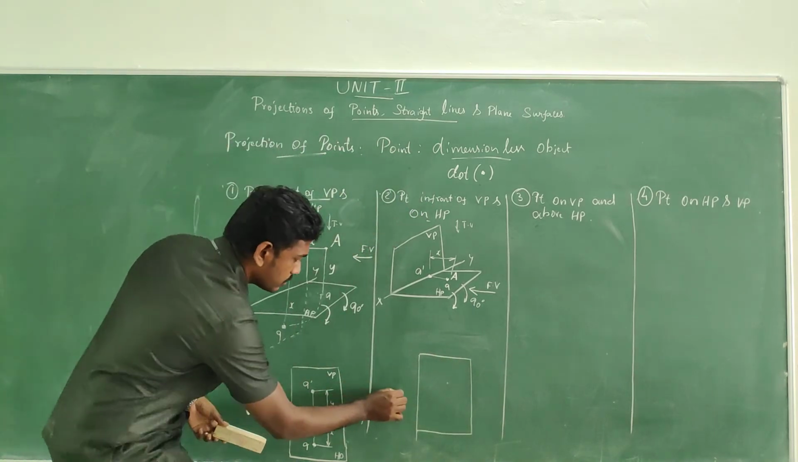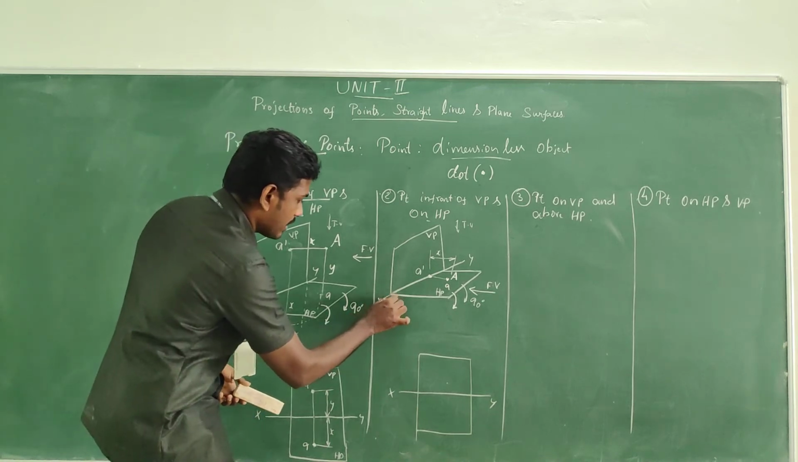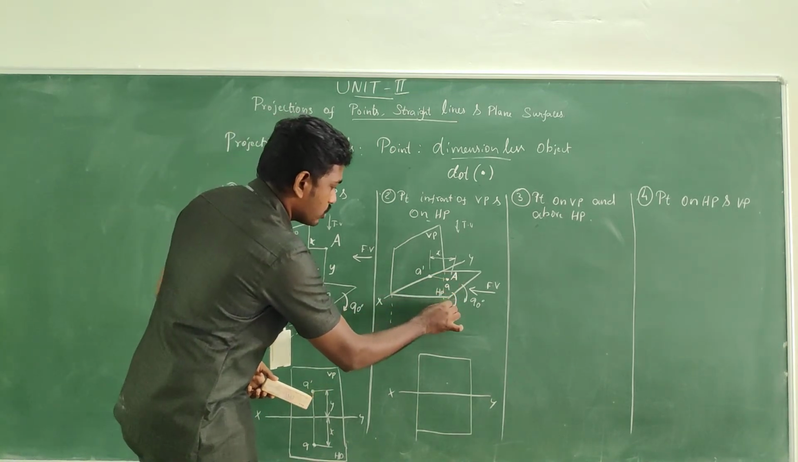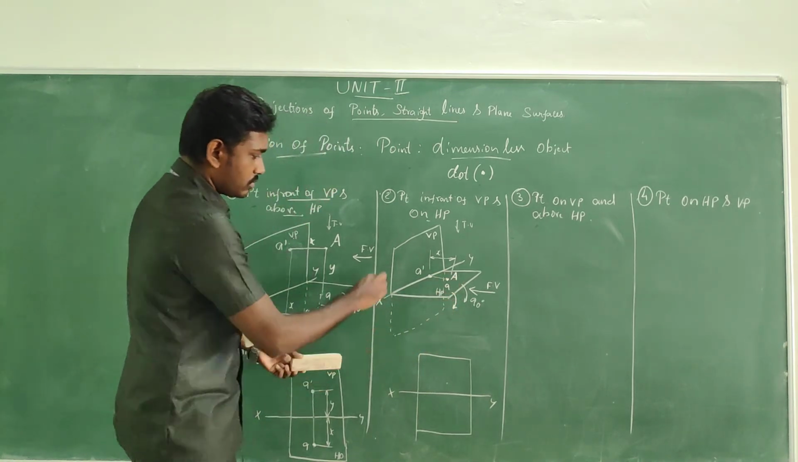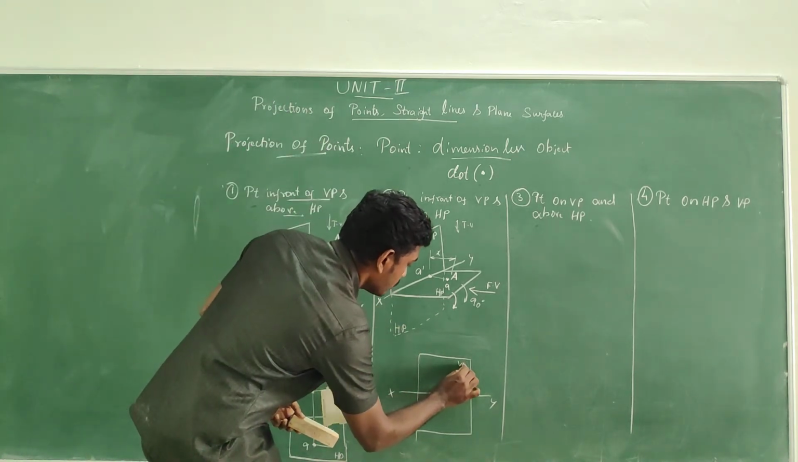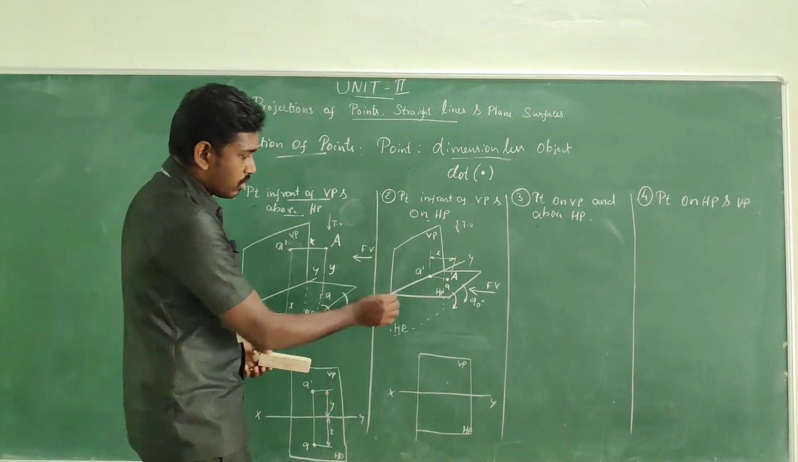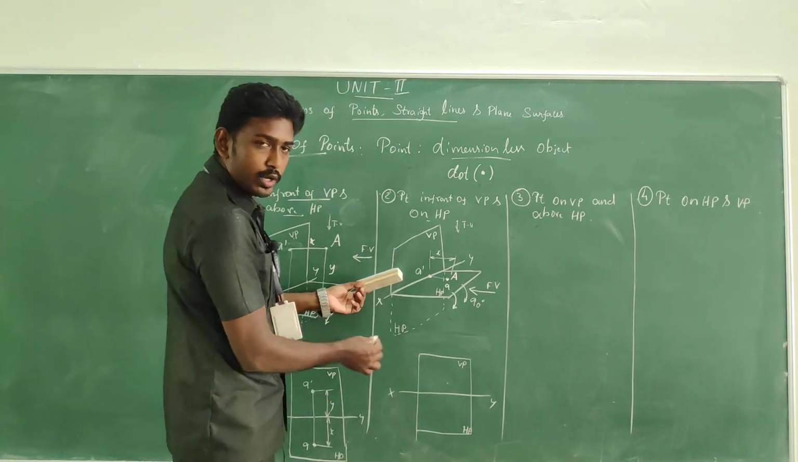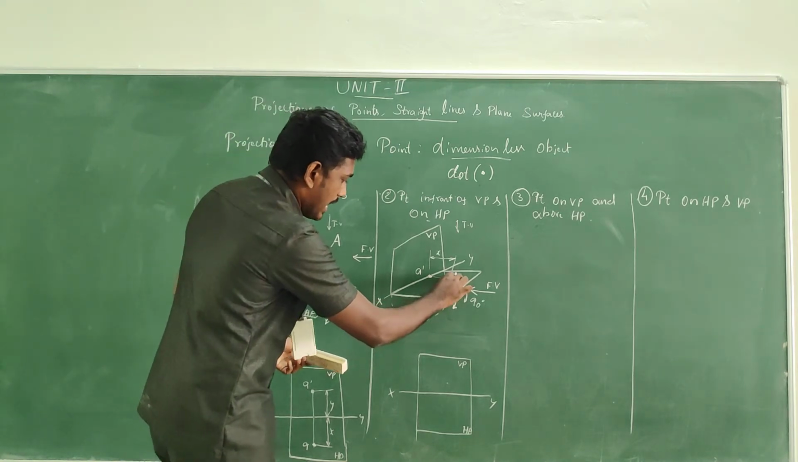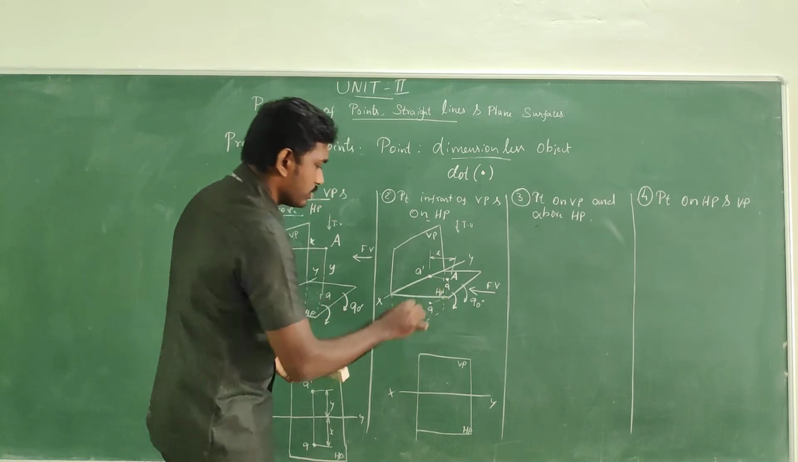It comes like this, X, Y. If you want a better understanding, I can draw it. The position of HP will be something like this. So here this is VP and this is HP. What happens when you are rotating? The position of A will be something like this.